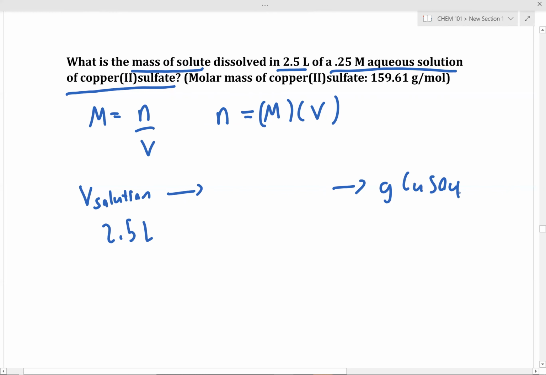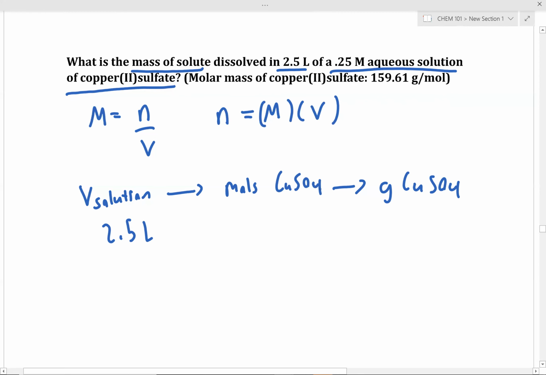How do we calculate mass? What units do we calculate mass from typically? What was that? Molar mass. And what units do we start from? Moles, exactly. So we need the moles of copper sulfate.